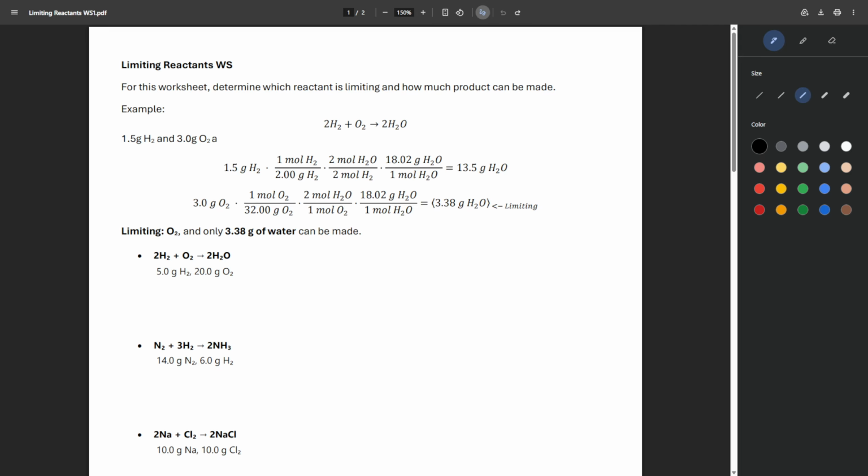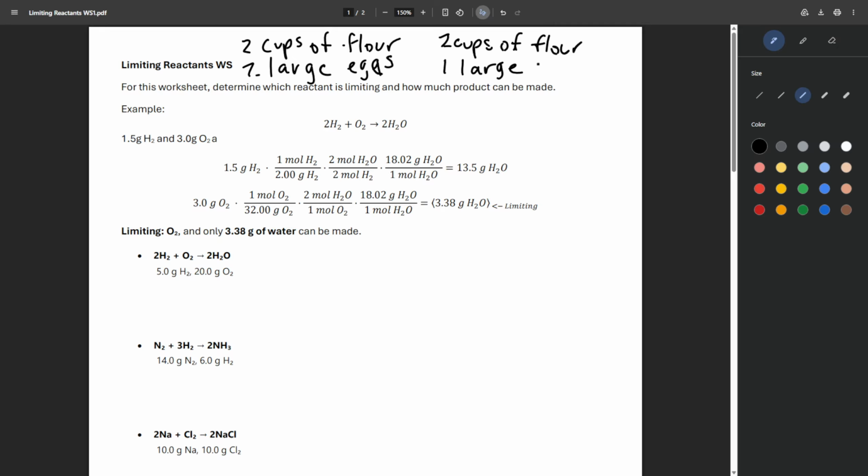So for example, let's say you find a cookie recipe and it requires 2 large cups of flour, so 2 cups of flour, and 2 large eggs, right? And you start digging through your pantry and you find your 2 cups of flour. Awesome, you have enough flour, but you start looking in your fridge and unfortunately you only have 1 large egg. So some people would say, oh, you can't make any cookies because you don't have enough ingredients.